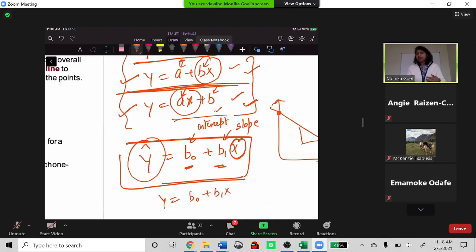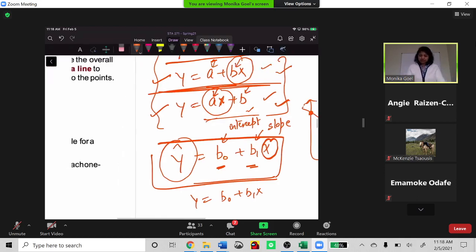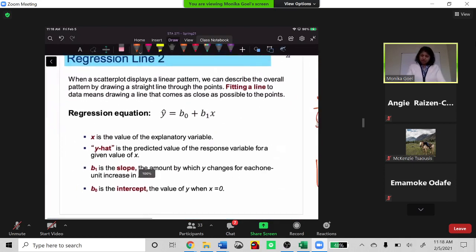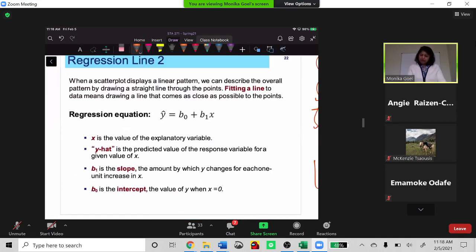Now we cannot say mine is 13.8, somebody else's is 13.9, another one is 14.3, because we are just looking at the scatter plot and guessing our values. But when we use this equation, we all will get the same result unless we do something wrong in the calculation. So when a scatter plot displays a linear pattern, we can describe the overall pattern by drawing a straight line through the points. Fitting a line to the data means drawing a line that comes as close as possible to the points. And again, that's why we use technology to do that.